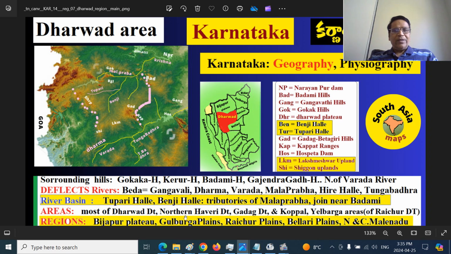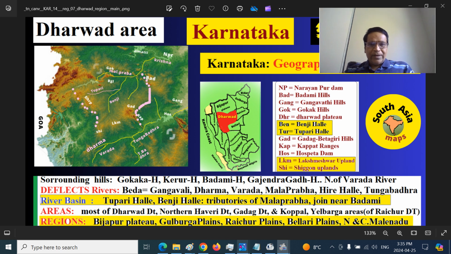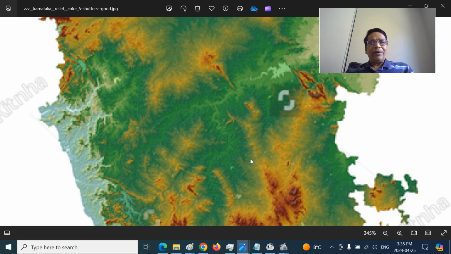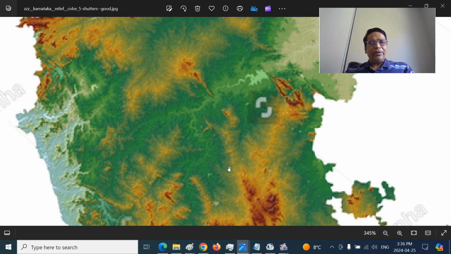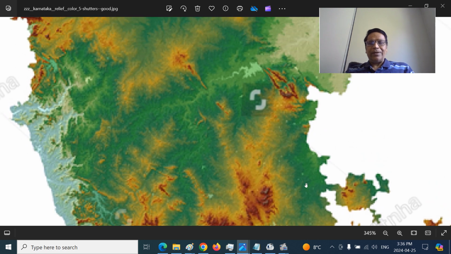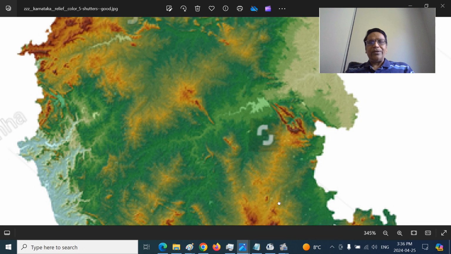The regions we looked at before, let's explore them further. Here you will get a much better idea. This is the physiography, the physical geography. Always, again, we start with this: the Pavagada Tehsil of Tumkur district, Sandur mountain.